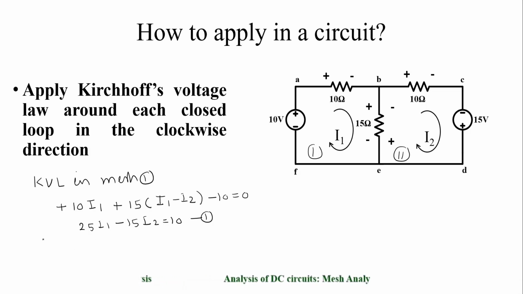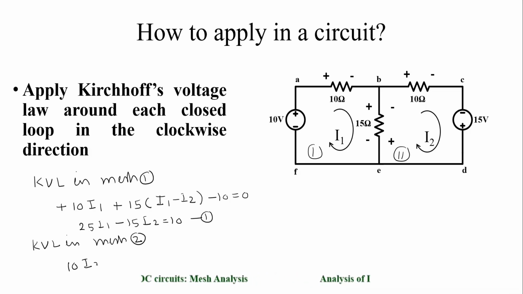Now next, I am going to apply the KVL in mesh 2. Again I am moving in the clockwise direction. So in this 10 ohm, first of all the voltage drop will be 10 into I2. Then I am reaching the minus polarity of the voltage, so I am going to write this with minus 15.